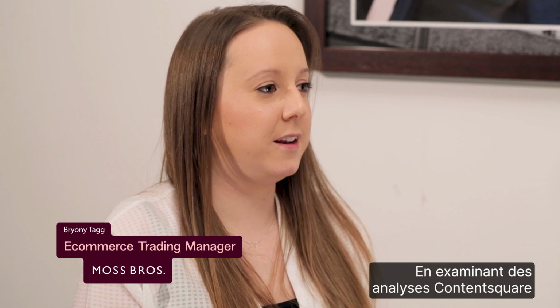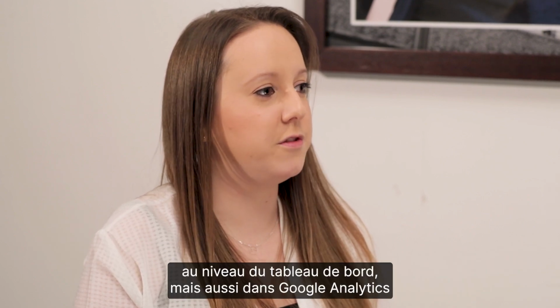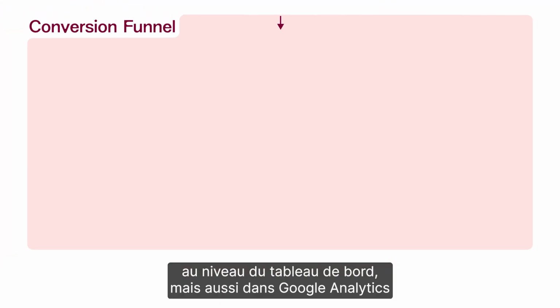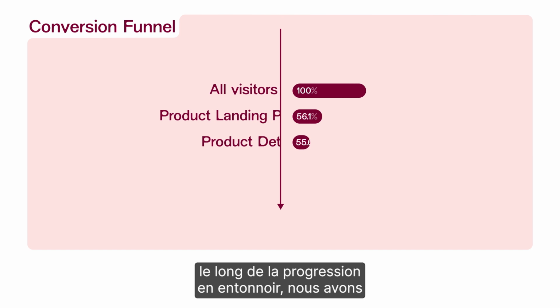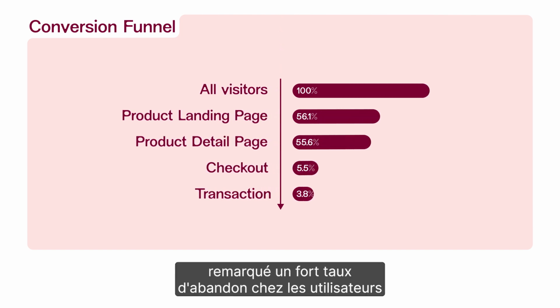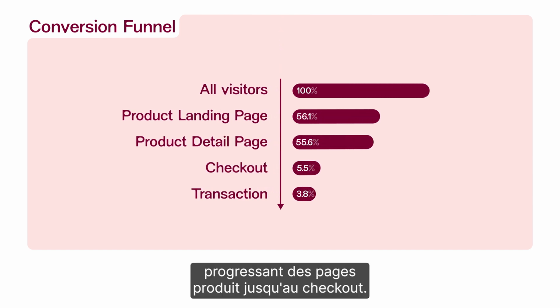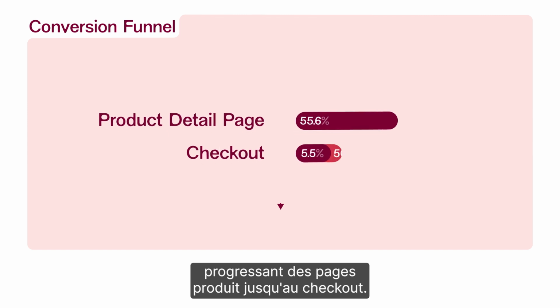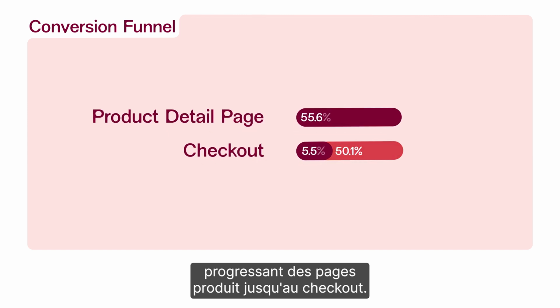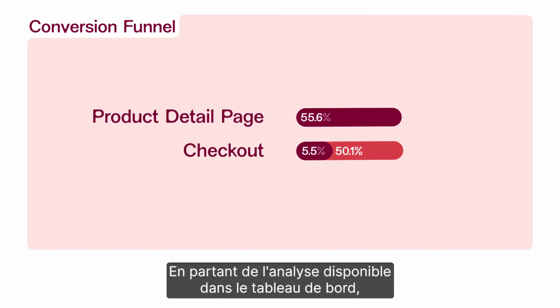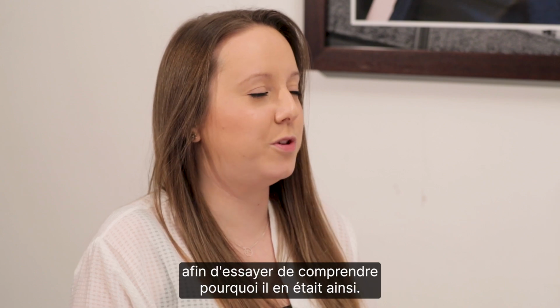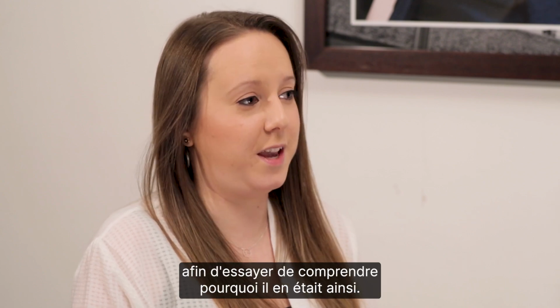We were looking at some analysis in Content Square in terms of the dashboard and also in Google Analytics through the checkout funnel. And we saw that there was quite a big drop-off rate between people progressing from product pages through to the checkout. So from the analysis we've seen in the dashboard, we next went into the page comparator in Content Square, and we were trying to analyse why this could be, essentially.